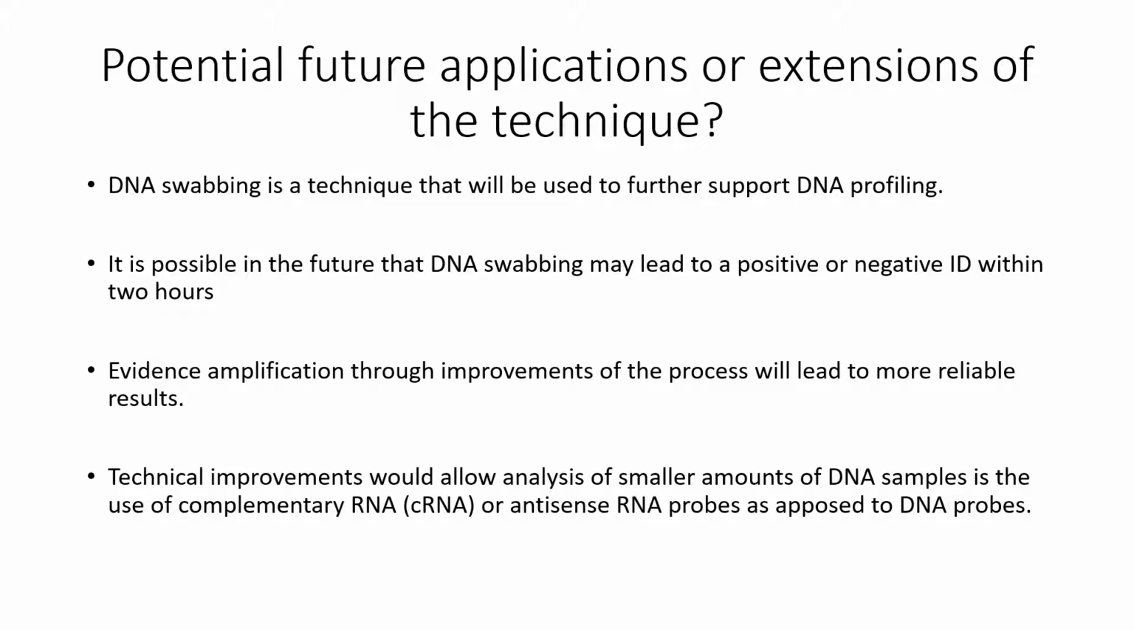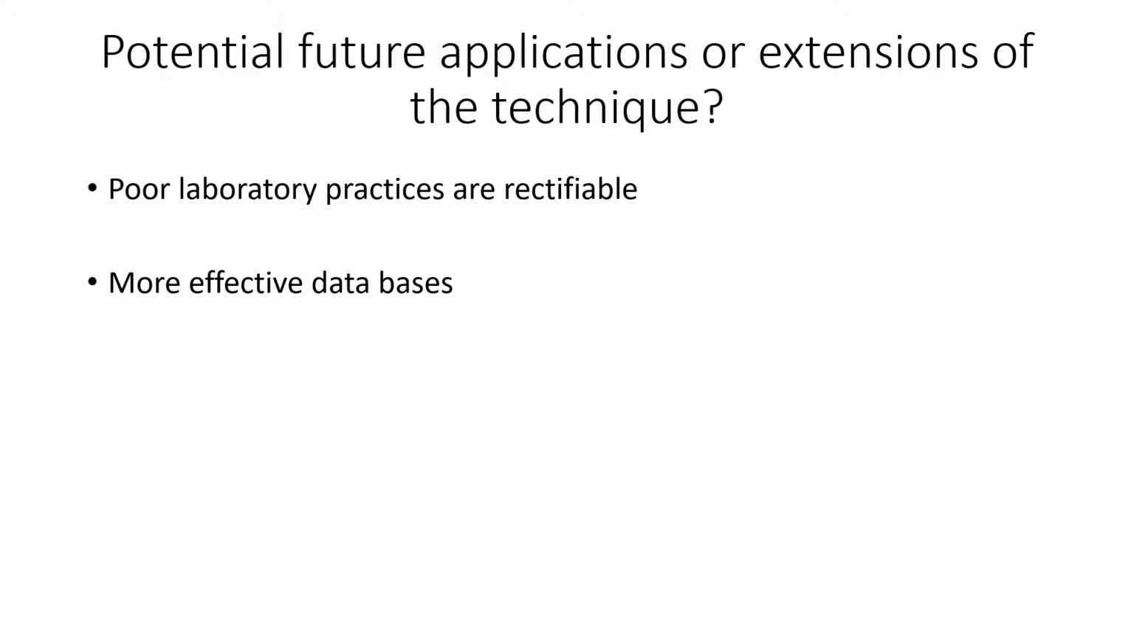Is the use of complementary RNA, cRNA, or antisense RNA probes as opposed to DNA probes. There are several advantages that cRNA probes have over DNA probes, which can lower the minimum amount of DNA required for analysis. Usually the use of cRNA over DNA probes increases the sensitivity of the assay by at least 1 order of magnitude.